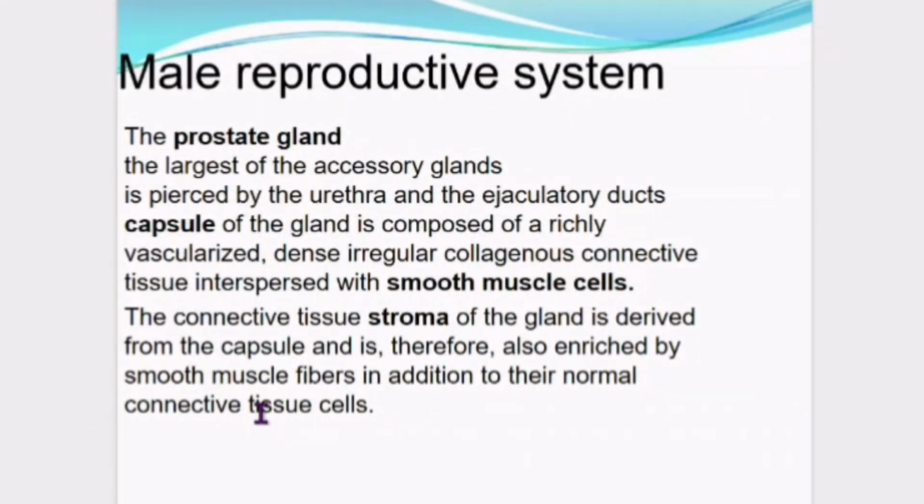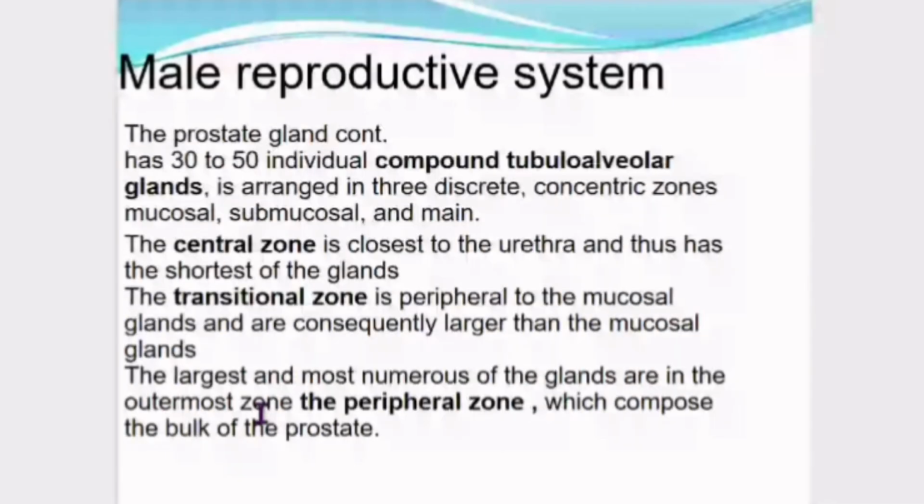So again, the stroma of it is going to have connective tissue and smooth muscles forming the stroma of the gland. Okay, so you've got connective tissue and smooth muscles, right? Perfect. So that you need to remember, that it's got smooth muscles as well. So again, your prostate is going to be having glands, and your glands are going to be compound tubular alveolar glands.